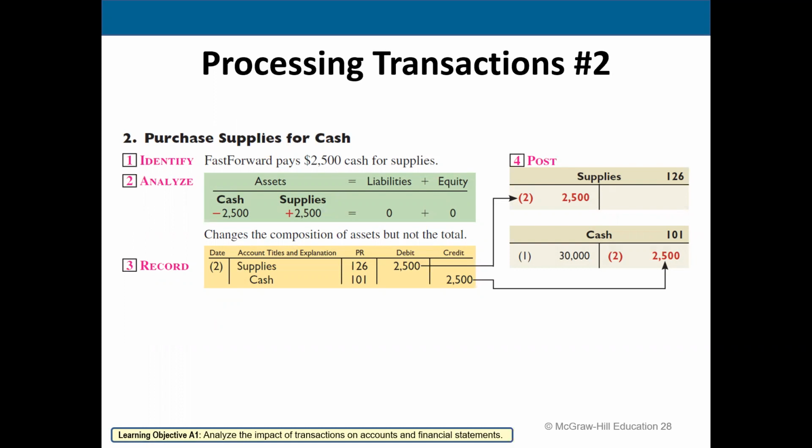So then I'm ready to record my journal entry. An increase to an asset account will be a debit. So I'll debit supplies, $2,500. And a decrease to an asset account will be a credit. So I'll credit cash, $2,500. Finally, I'll post those debits and credits over to the T accounts in the ledger so that we can keep track of the balance. So you can see on supplies, this is our first posting to that account. So we'll have a debit to supplies of $2,500. And then on cash, it's our second because we already did the $30,000 increase on transaction number 1. And now you'll also see that we have a $2,500 credit or decrease to the balance of cash.